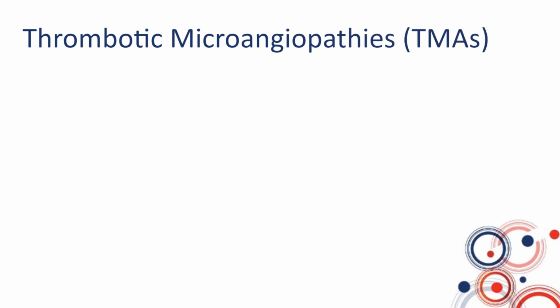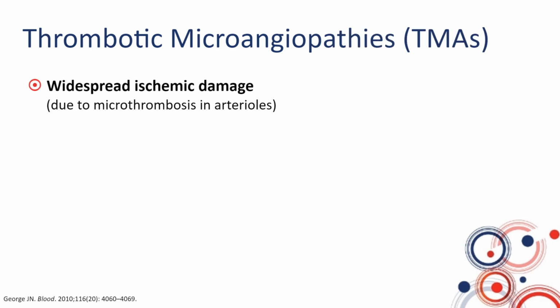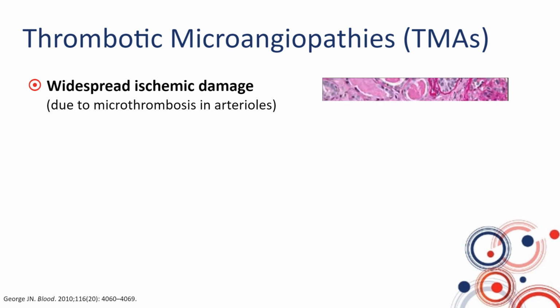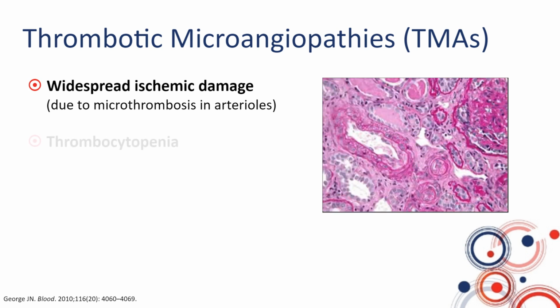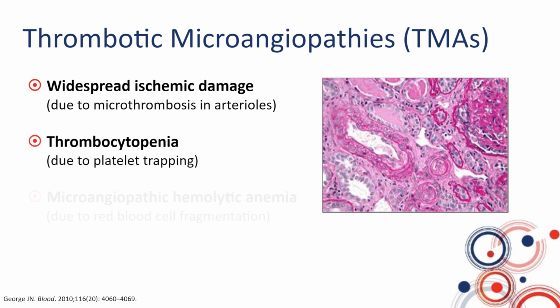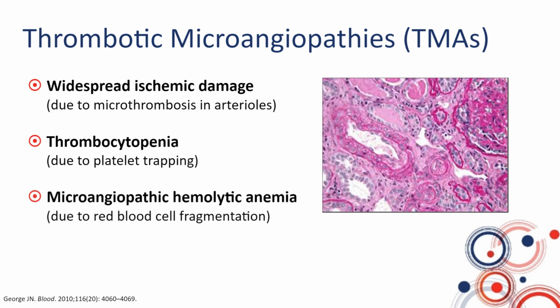Thrombotic microangiopathies are due to the microthrombi in arterioles, and that's due to the widespread ischemic damage. And this picture is associated with thrombocytopenia, which is due to the platelet trapping, and to the red blood cells fragmentation by microangiopathic hemolytic anemia. In other words, when we have a clinical situation of thrombocytopenia and microangiopathic hemolytic anemia, we are allowed to talk about TMAs.